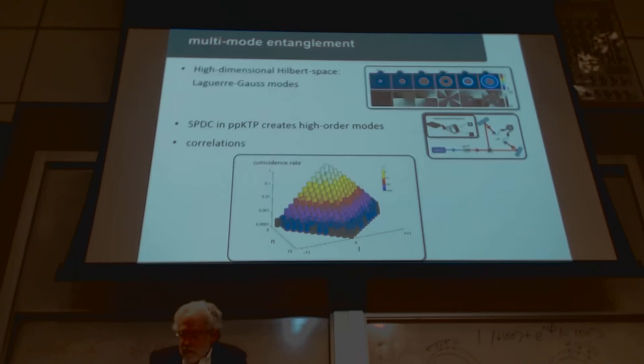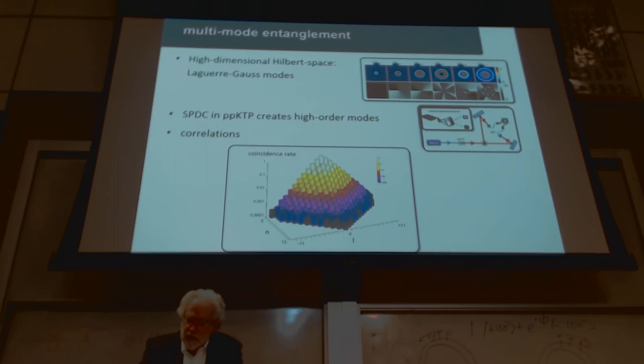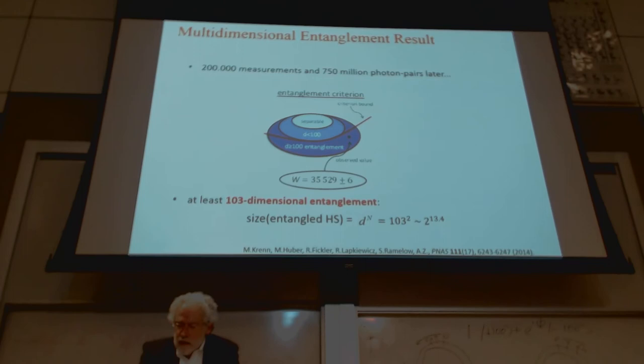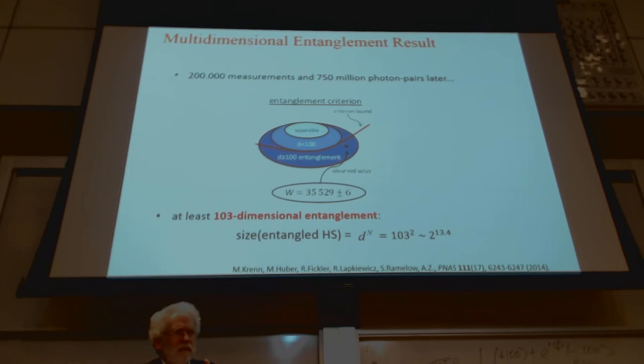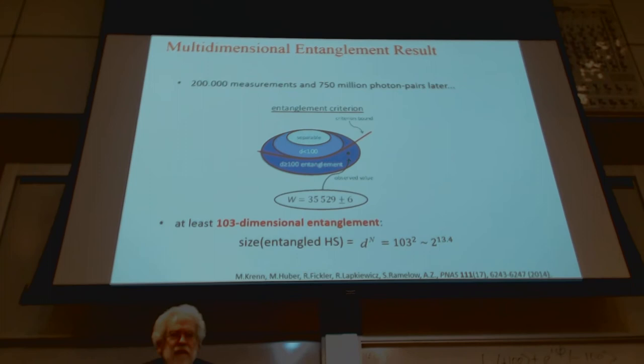Here are the correlations again, where you can see the two parameters L and N, the coincidence rate, and so on and so on. It turns out that our entanglement was at least of dimension 103. So that means you have at least, this is a lower limit, it could have been better, 100 terms in this superposition. So again, entanglement is not a rare thing, it's a standard thing which happens in the universe.